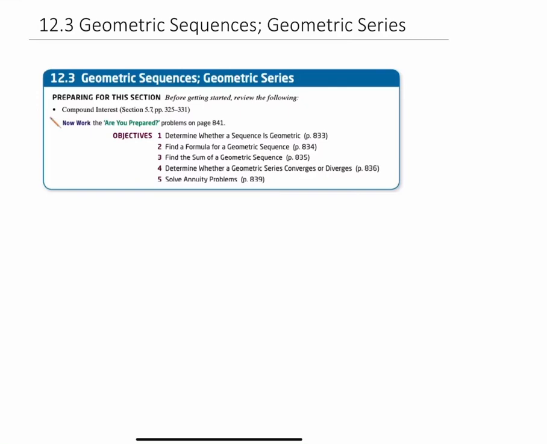In this video, we're covering section 12.3. So we'll look at another kind of sequence called a geometric sequence and geometric series, meaning the sum of the first n terms of a geometric sequence. And then we'll also look at infinite sums and whether they converge to a single value or they diverge, meaning they just get infinitely large in the positive or negative direction.